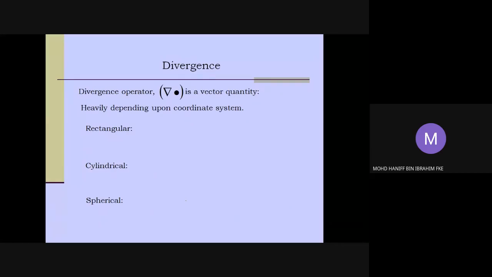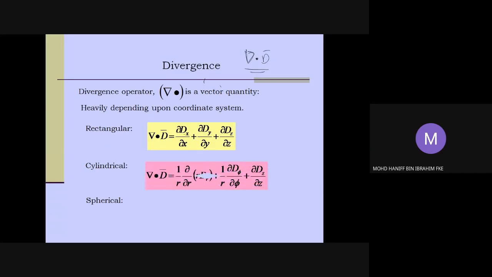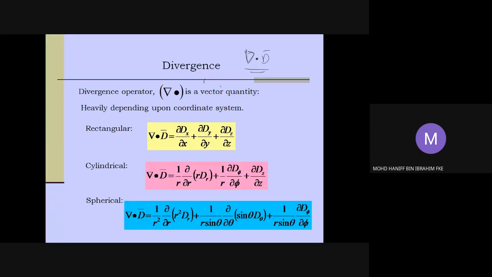Then, the divergence of D is basically a quantity that depends on the coordinate systems. So this is the equation for rectangular, the equation for cylindrical, and the equation for spherical. Please bear in mind, you don't have to memorize this. All of these equations will be given. You don't have to memorize all of these divergence operations for different coordinate systems. So I put here a note: not to be memorized.